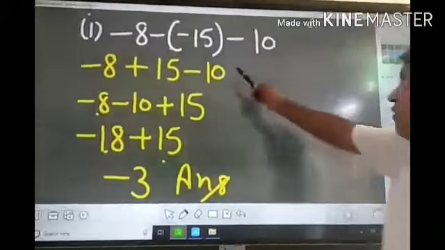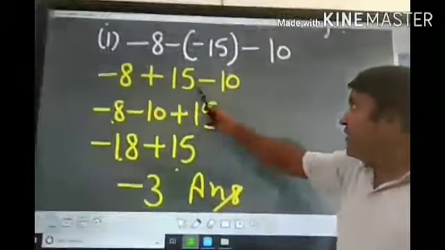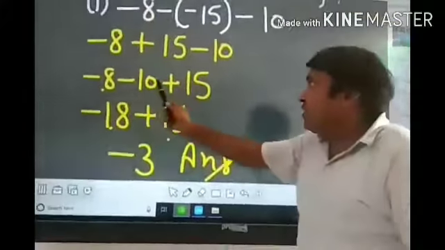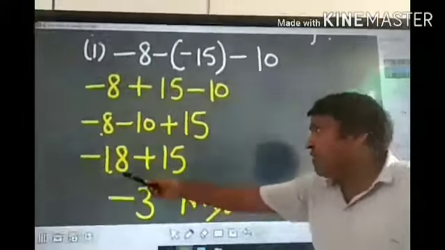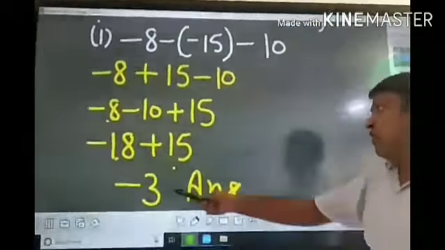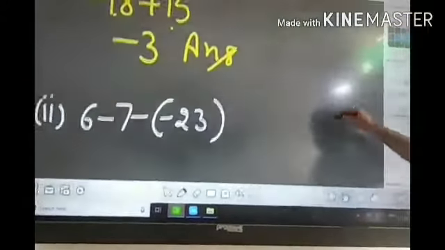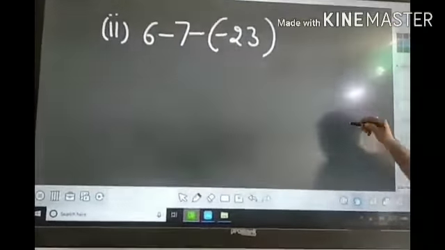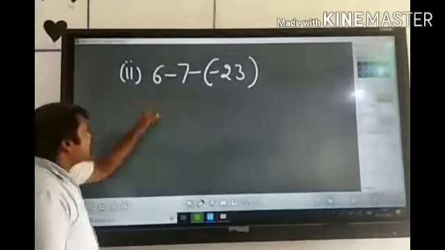In this way, we have solved this question completely. The first step, we skip the bracket and change the symbol as per the law. After that, we write together the like sign integers. After that, we apply the rule. Then, we find the answer. Now, we are on the second part.